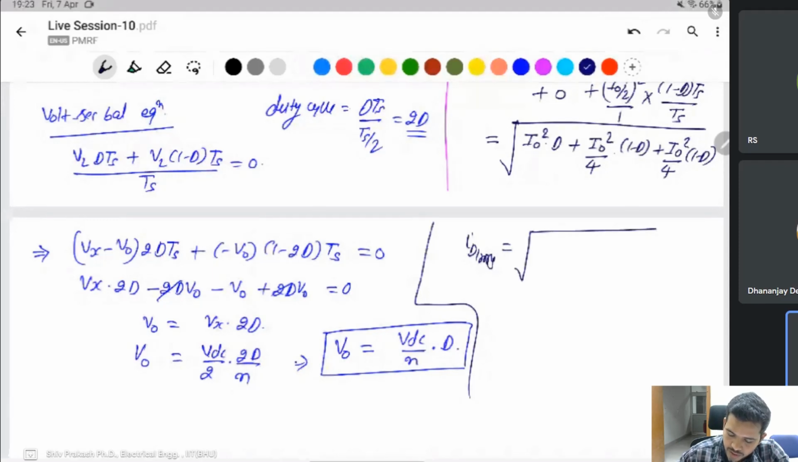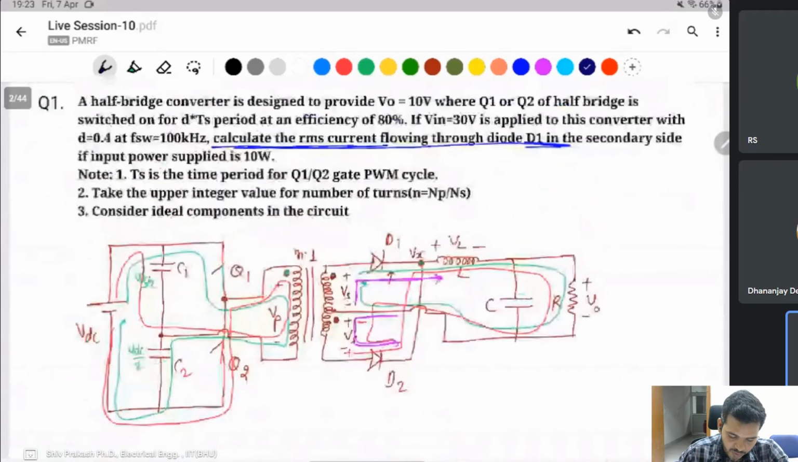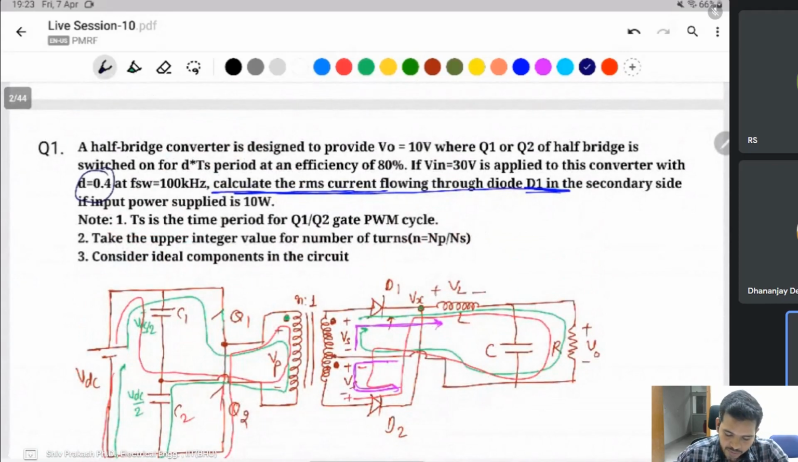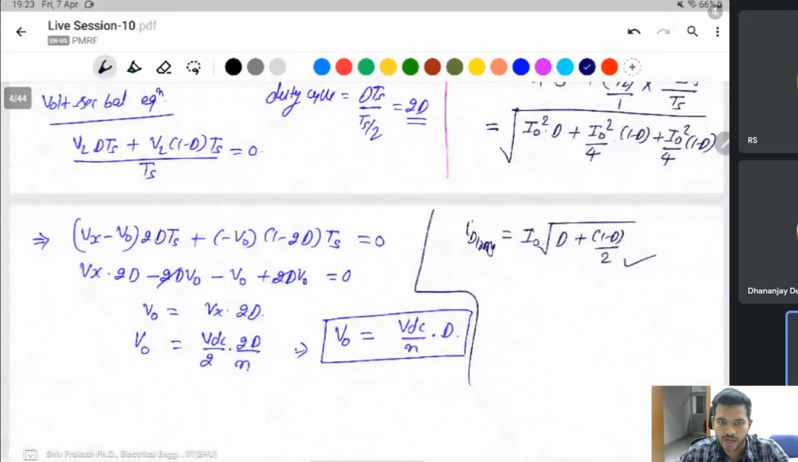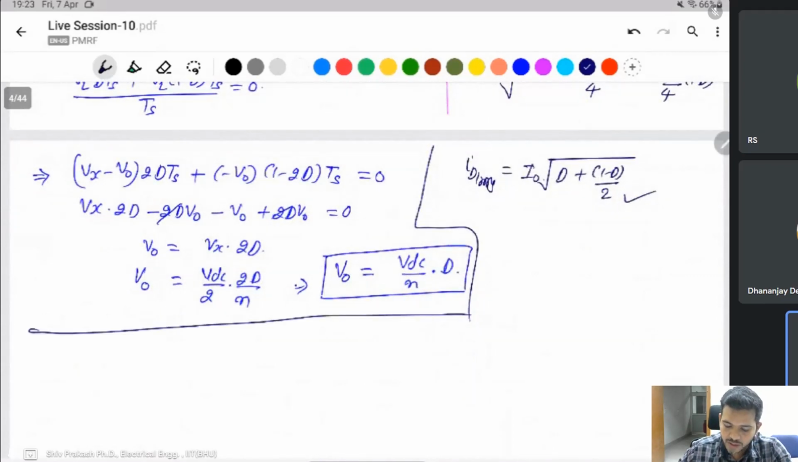Final RMS you can calculate like take I naught common, whole of the... then we find this one, d plus add this one, then we find (1 minus d) divided by 2. It means duty ratio, you know about duty ratio is given as 0.4, but output current is not given. Then find the output current, after that find the RMS current of diode.